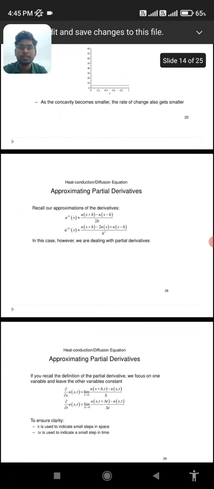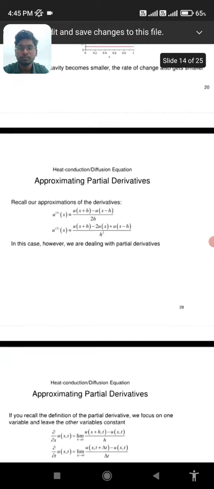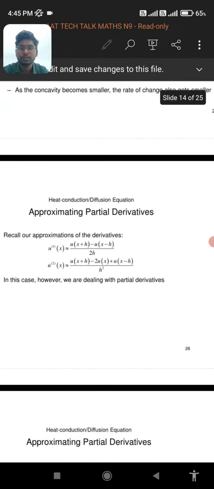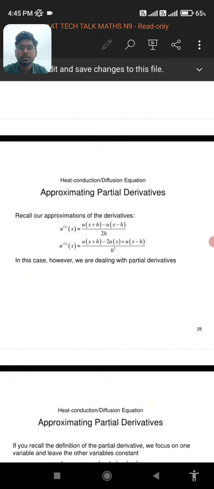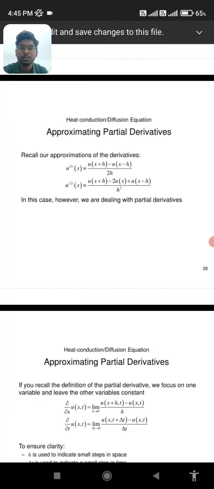Approximating partial derivatives. Recall our approximations of the derivatives: u'(x) ≈ (u(x+h) − u(x−h)) / 2h, and u''(x) ≈ (u(x+h) − 2u(x) + u(x−h)) / h². In this case, however, we are dealing with partial derivatives.